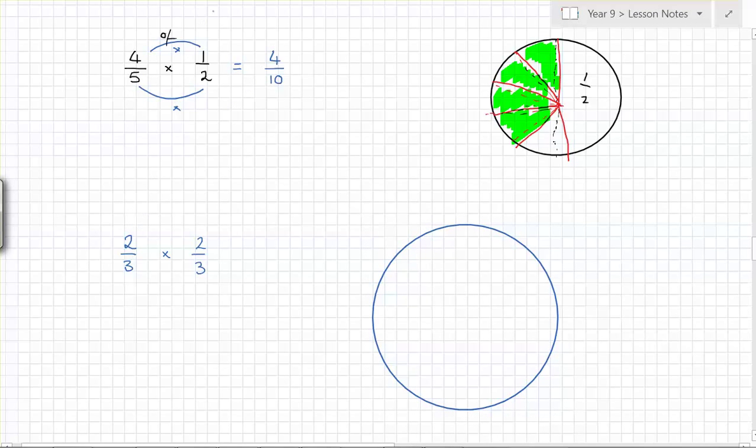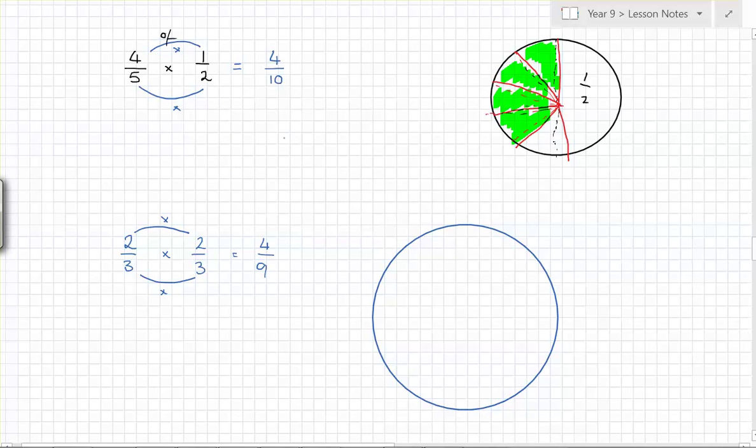Well, what did we do here? We multiplied the top, which would give you 4, and we should multiply the bottom, which would give you 9. So we're predicting it's 4/9. I think it's going to be 1, because they're the same.